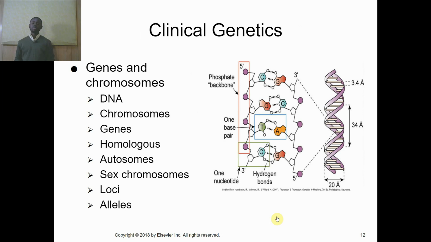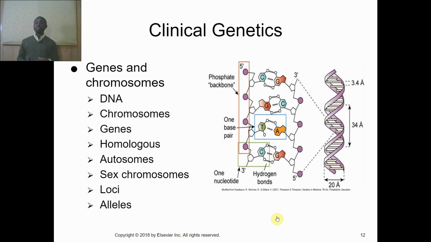Genes are the coded instructions for the cellular regulation of all the proteins the human body produces. So when we talk about clinical genetics, we are talking about the genes, chromosomes, DNA, and everything that makes up the genetics of an individual.